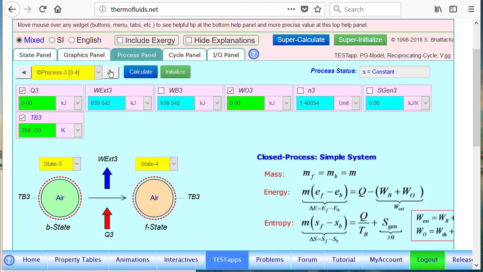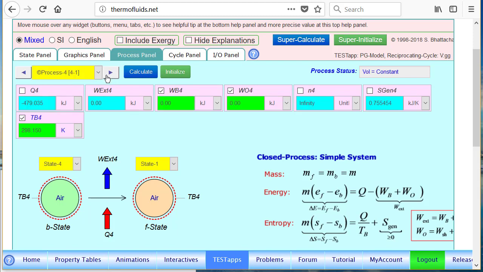For process 3, which is from 3 to 4, that is your isentropic expansion, and therefore isentropic expansion means SGN must be 0. The boundary work delivered by the power stroke, the isentropic expansion stroke, is shown here. So notice power is delivered in process 3 as well as process 2 in a diesel cycle, as opposed to the Otto cycle. In process 2 of the Otto cycle, there is no power delivered because it is constant volume heat addition, and it is constant pressure heat addition in the diesel cycle. That's the primary difference between the two.